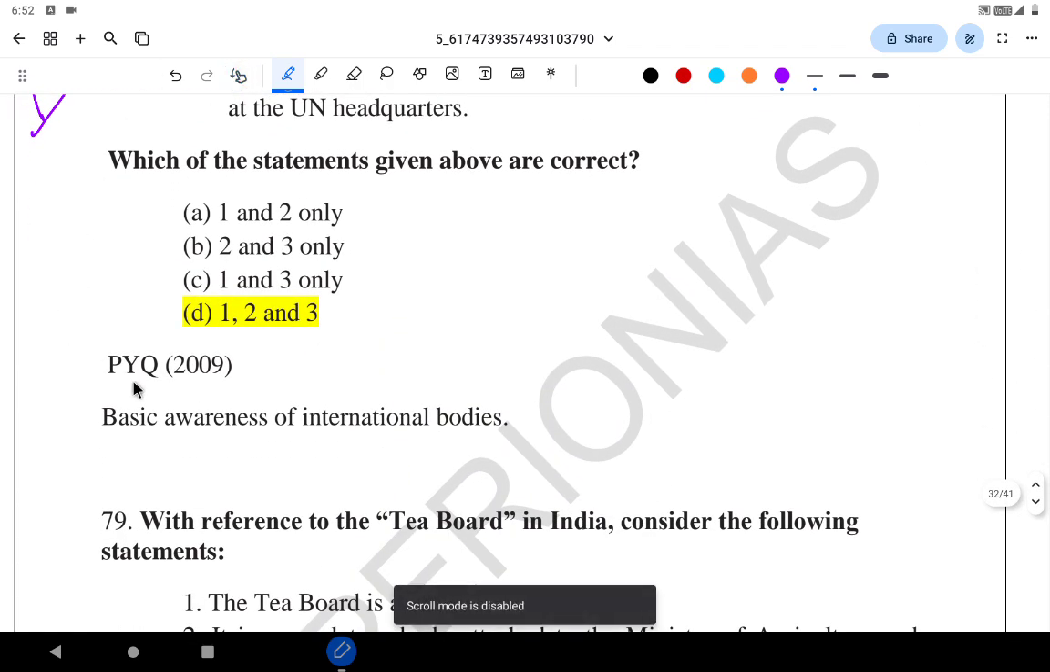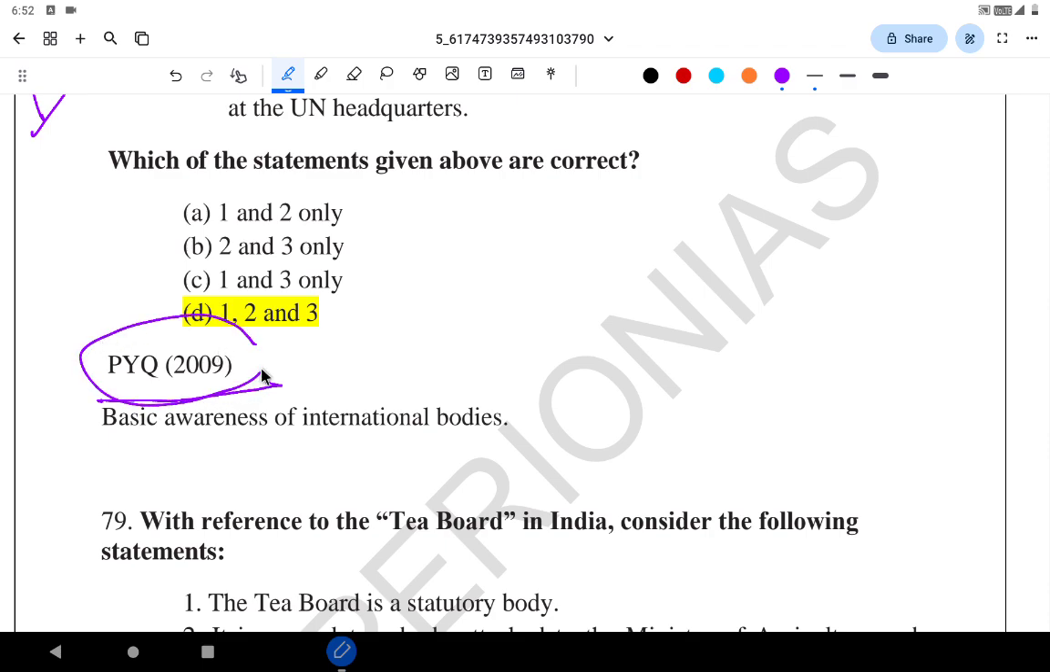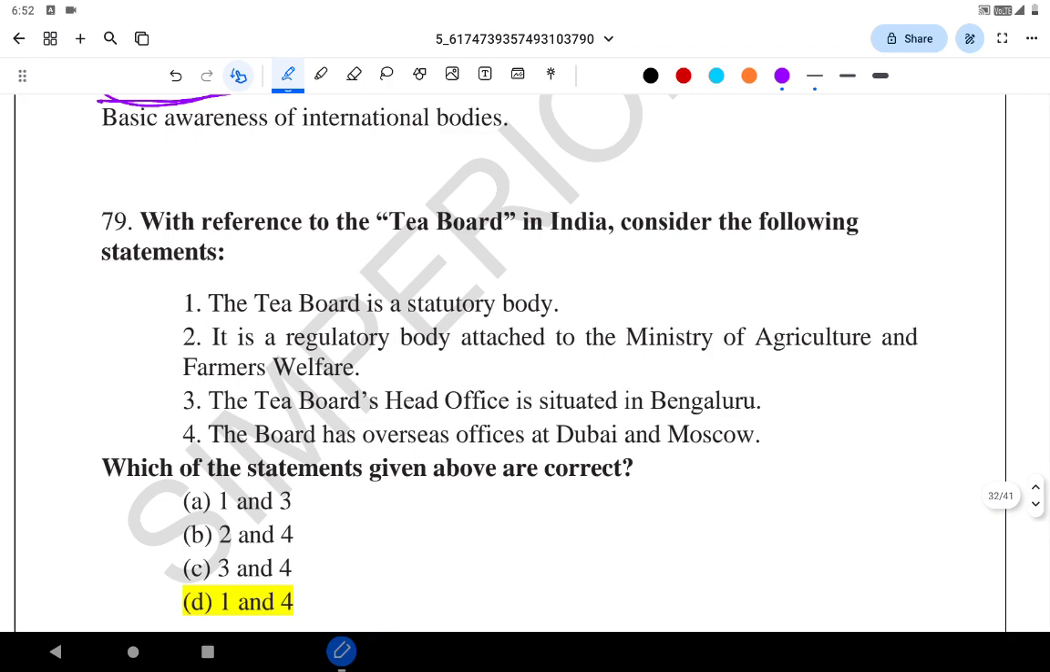The question related to the United Nations General Assembly is very important. You can see in the last question as well, the Credential Committee, now United Nations General Assembly again. It's important, they asked in the PYQ in 2009 as well. Tea board, you explained in the last particular question. There was a question in the PYQ on the geographical condition for growing tea. The next particular question is on areas where the tree can be grown. Now the question is on tea board.